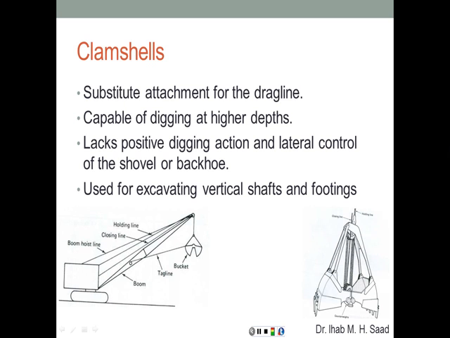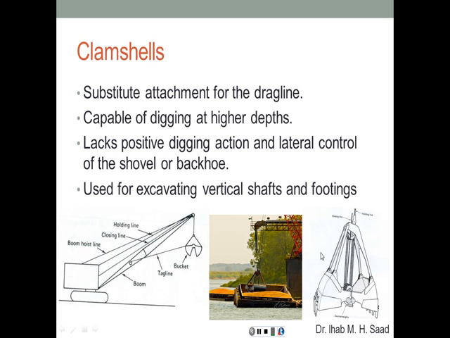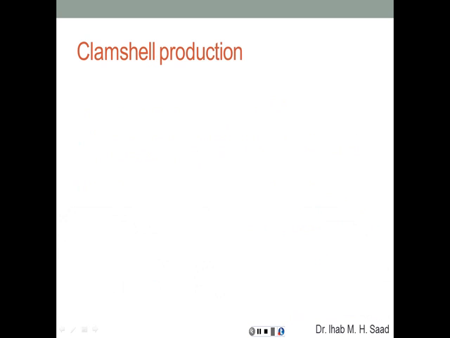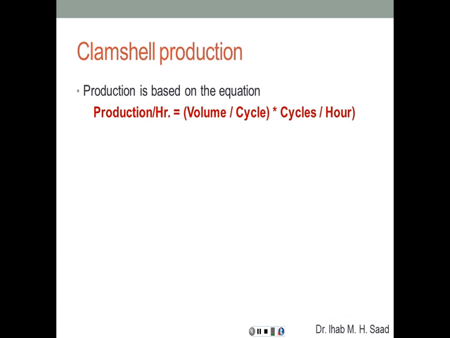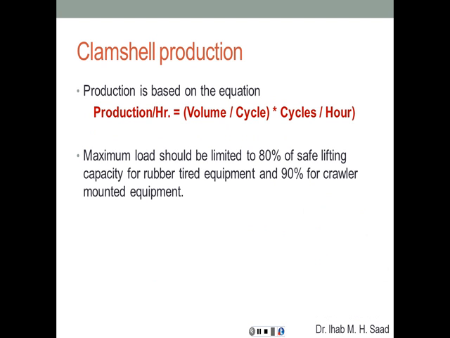And as you can see, we have here the lines that are used to open and close that clamshell, which has some teeth, again, to cut through the soil as best as possible. It's also used sometimes for grains and in marine operations and so on. The production is based on the same generic equation, volume per cycle times cycles per hour. The maximum load should be limited to 80% of safe lifting capacity for rubber-tired equipment and 90% for crawler mounted equipment.